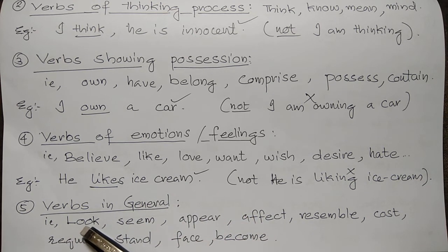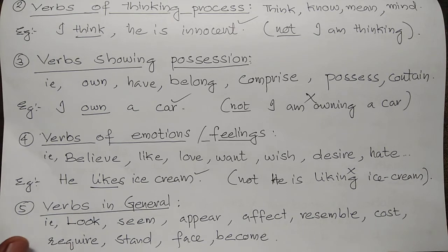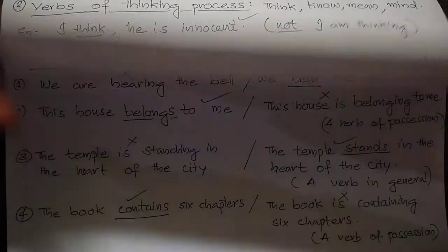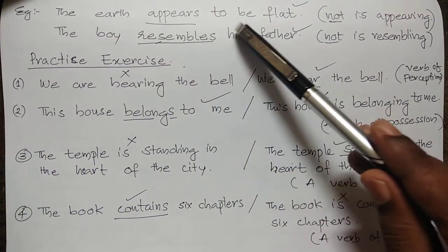Fifth one, verbs in general. There are some general words: look, seem, appear, affect, resemble, cost, require, stand, face, become. So with these general stative verbs, we never use the present continuous. There are some examples. The earth appears to be flat.